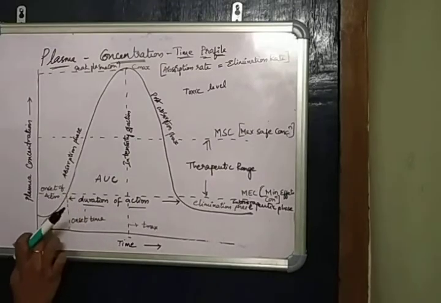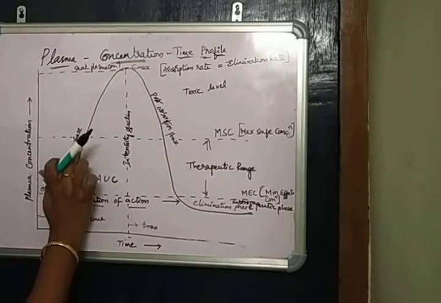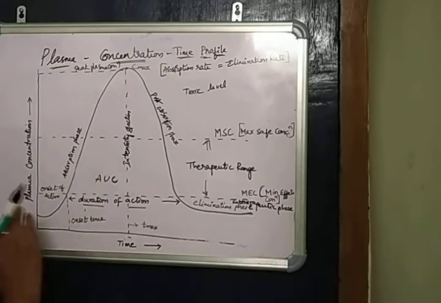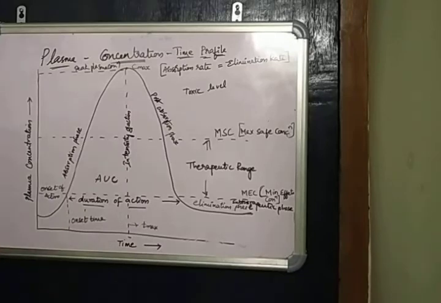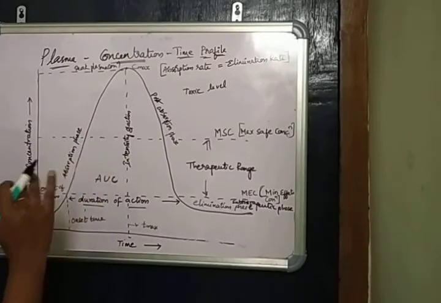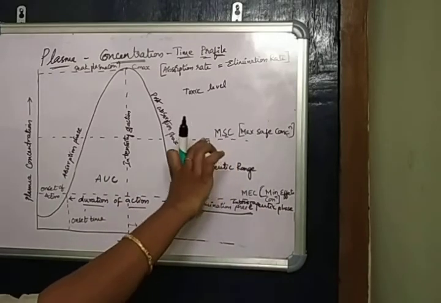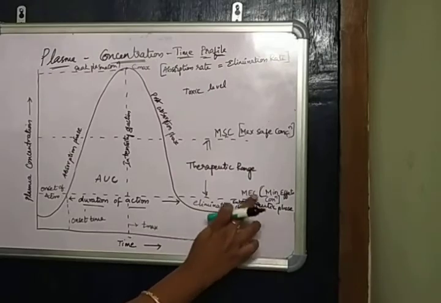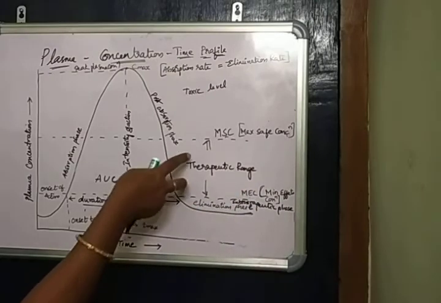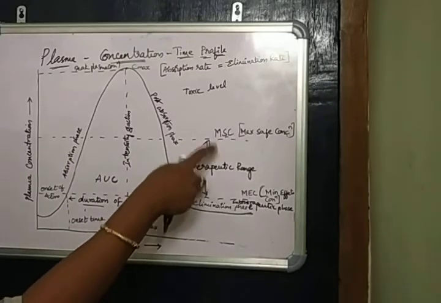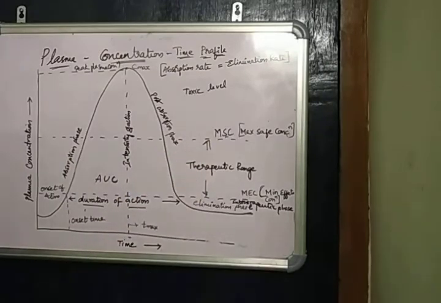Once the drug is administered, it shows onset of action. In the absorption phase, when the drug reaches the upper dotted line, that is the maximum safe concentration, the safest concentration. In short, we represent it as MSC. Between the maximum safe concentration and the minimum effective concentration, there exists a therapeutic range. The difference between the MSC and MEC, the maximum safe concentration and minimum effective concentration, is the therapeutic range.